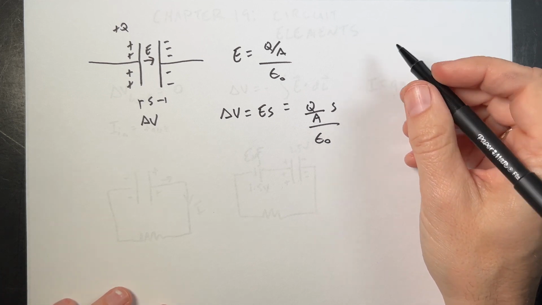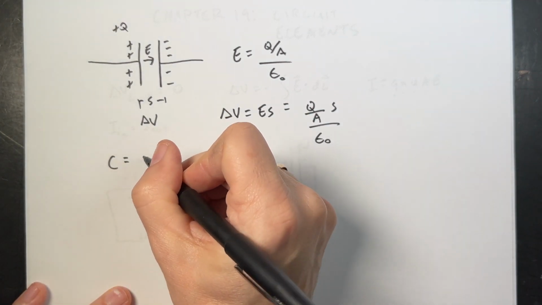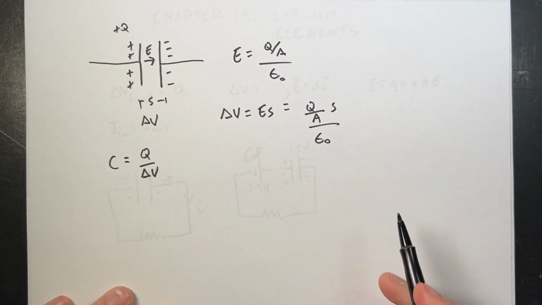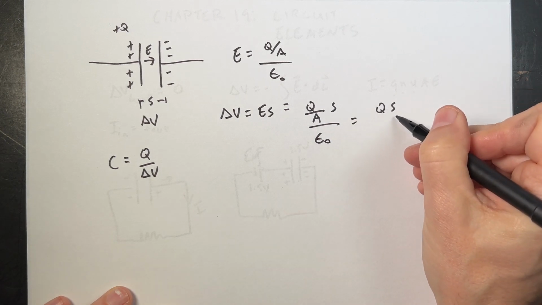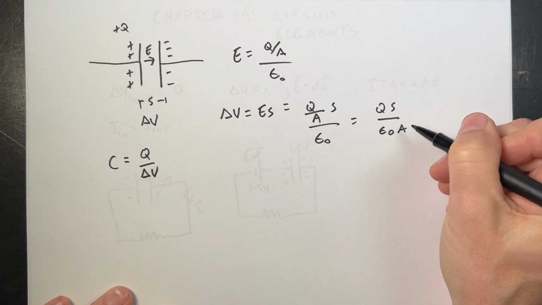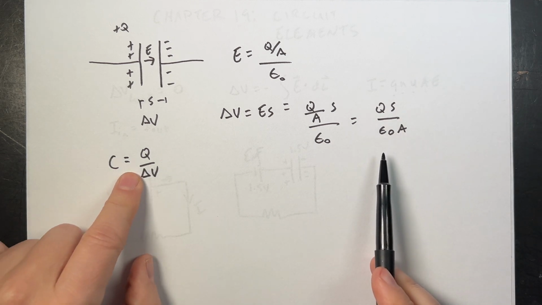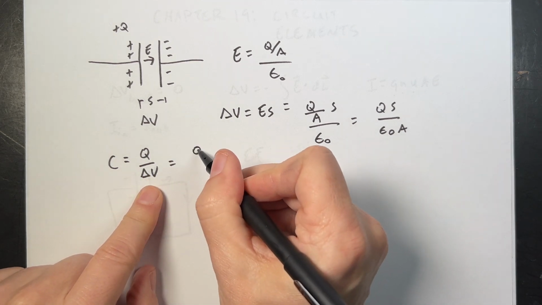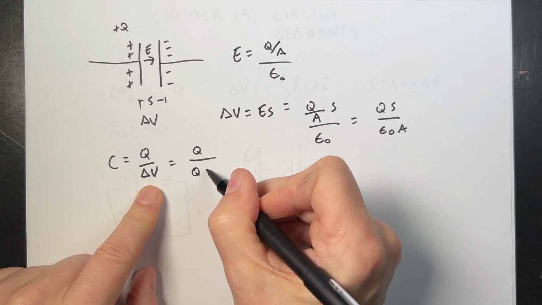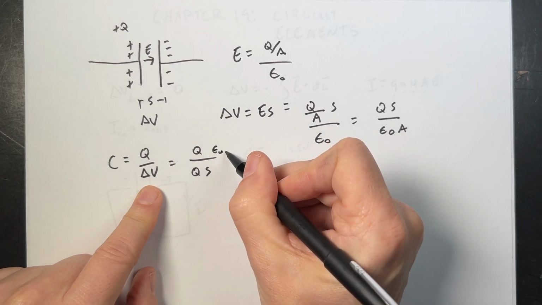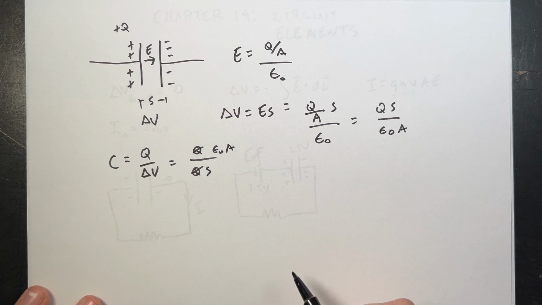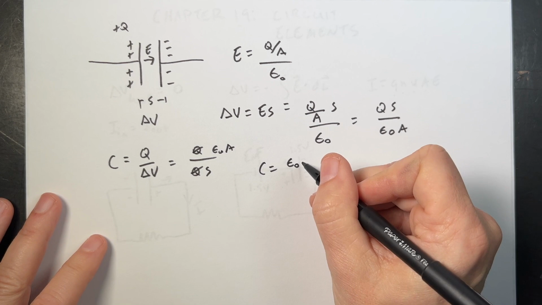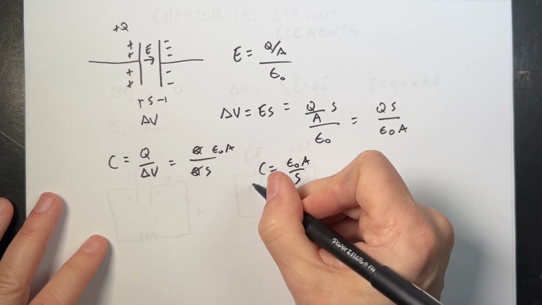Now let's define capacitance. C is equal to Q over delta V. We can write this as QS over epsilon naught A. So if I take the charge and divide by delta V, I get Q over QS over epsilon naught A, and the Q's cancel. So this is the capacitance for a parallel plate capacitor: epsilon naught A over S.